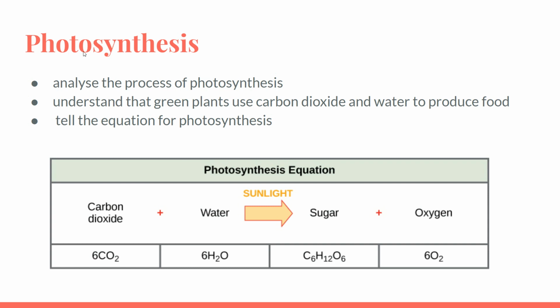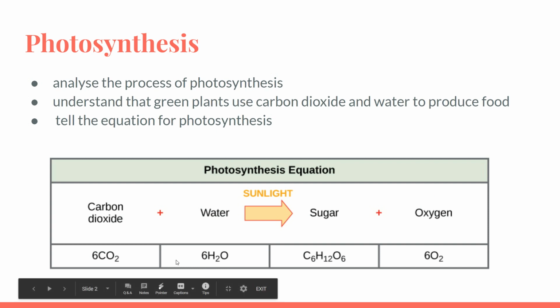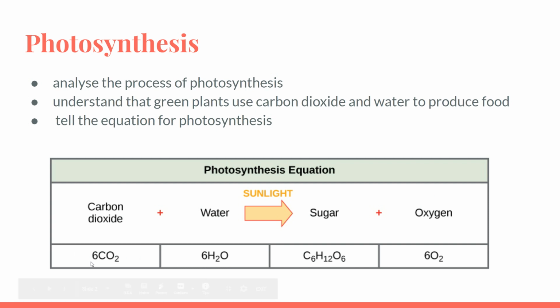Photo means light and synthesis means to put things together. So here you're putting carbon dioxide and water together in the presence of sunlight in order to make sugar and oxygen. So at your level, you just need to know this word equation. Okay, so remember we did this chemical equation in the class as well.